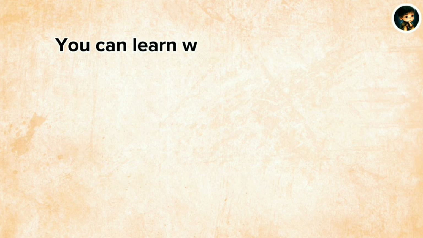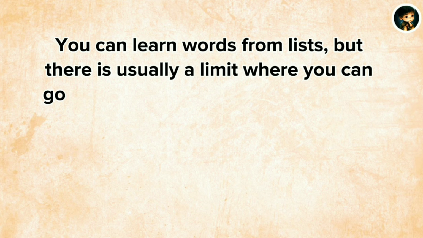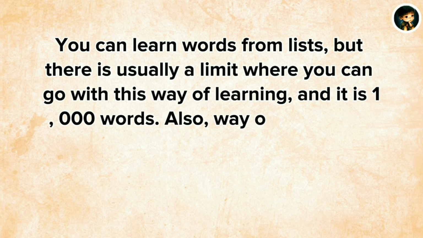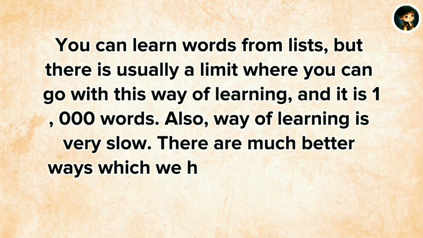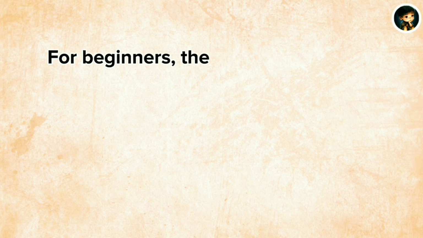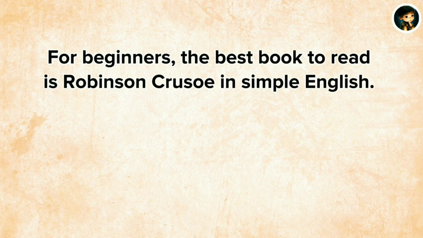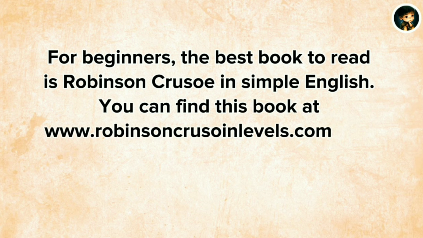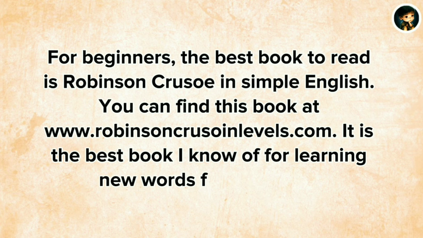You can learn words from lists, but there is usually a limit where you can go with this way of learning, and it is 1,000 words. Also, this way of learning is very slow. There are much better ways which we have already spoken about, such as reading. For beginners, the best book to read is Robinson Crusoe in Simple English. You can find this book at www.robinsonCrusoeinlevels.com. It is the best book I know of for learning new words for beginners.